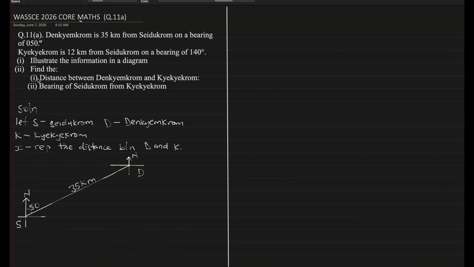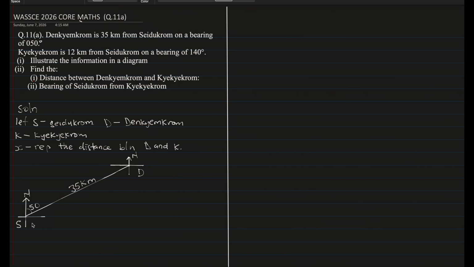Let's continue from the question. Now the question continues to say that Cheche Krum is 12 kilometers from Sedu Krum, again from Sedu Krum on a bearing of 140 degrees. What does it mean? It means I am standing at Sedu Krum again, facing the north side again. I should turn 140 degrees to take me to that town we call Cheche Krum. So let's do the turning. I stand here, I face the north, I'm turning in a clockwise direction. So this is 90 degrees, then 140 degrees should be somewhere here.